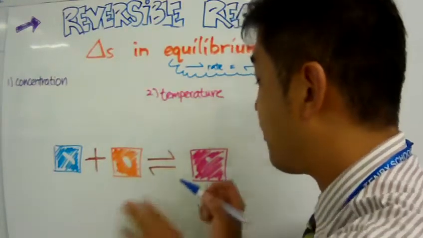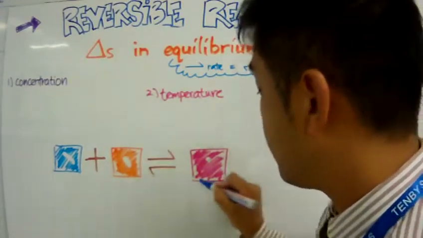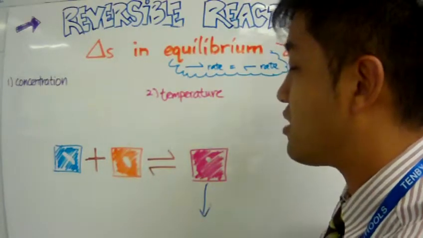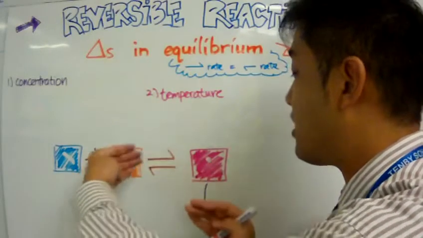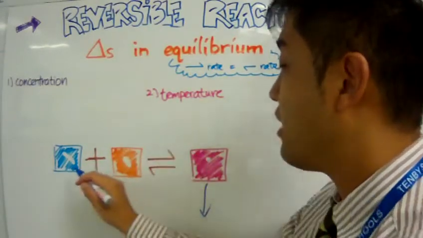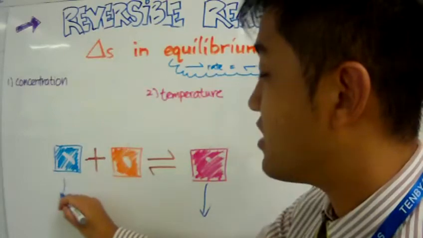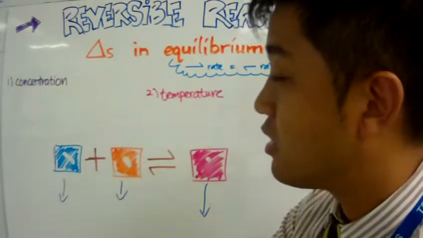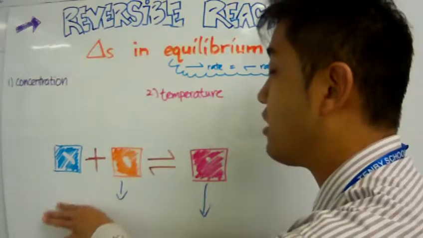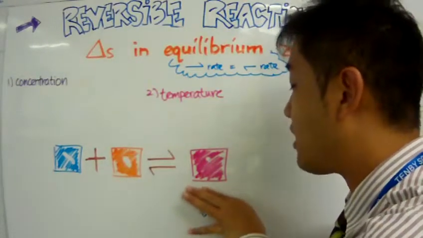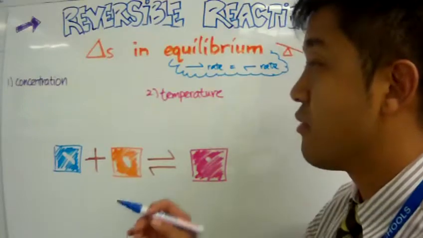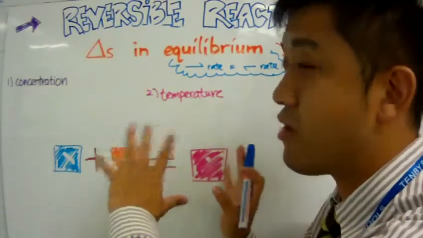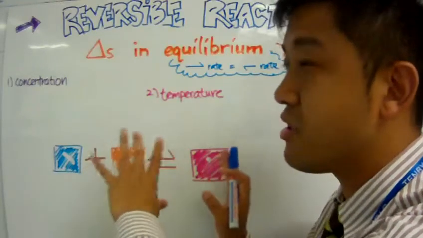And it's the same if you remove pink. What's going to happen to the system is that the system is now going to try to balance it by making more pink. And so you're going to make more pink, and as a result, you're going to also decrease the concentration of the blues and the orange. All right, so now you got the idea of what happens when you change the concentration of a reaction in a closed system.